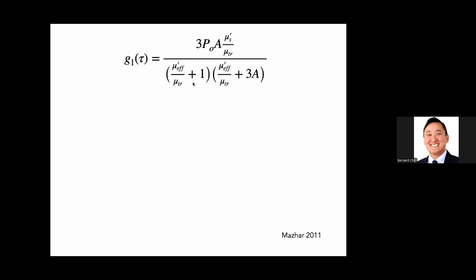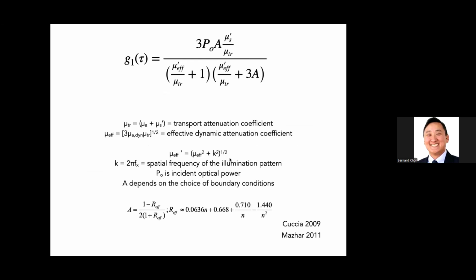The electric field correlation function now takes on a very different appearance. It's not just the exponential decay. In this case, we have all the optical properties baked in. We have the dynamic absorption coefficient, so we have this term right here baked into the effective attenuation coefficient. We also have spatial frequency. This specific derivation was trying to do spatial frequency domain imaging along with speckle, actually in one device.